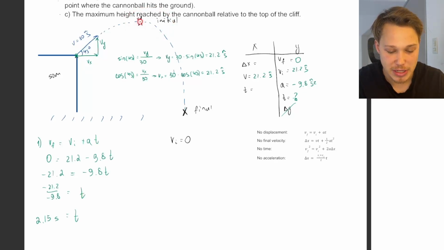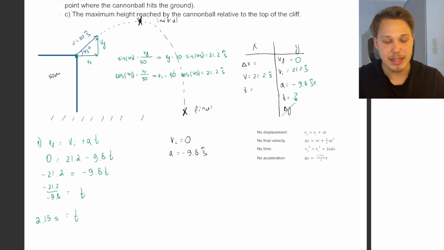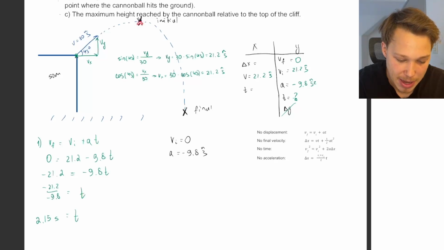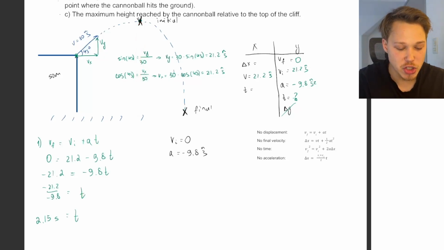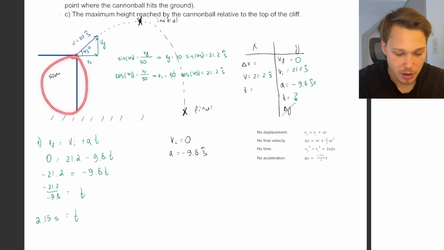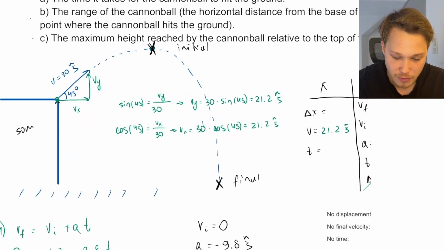So in the y direction, my velocity over here is 0. My acceleration is still negative 9.8 meters per second squared, and I still need another variable. So what I'm going to do is find the maximum height that it reaches, right? Its maximum height is going to be determined by the 50 meters right here and the extra delta y that it travels right here, right?